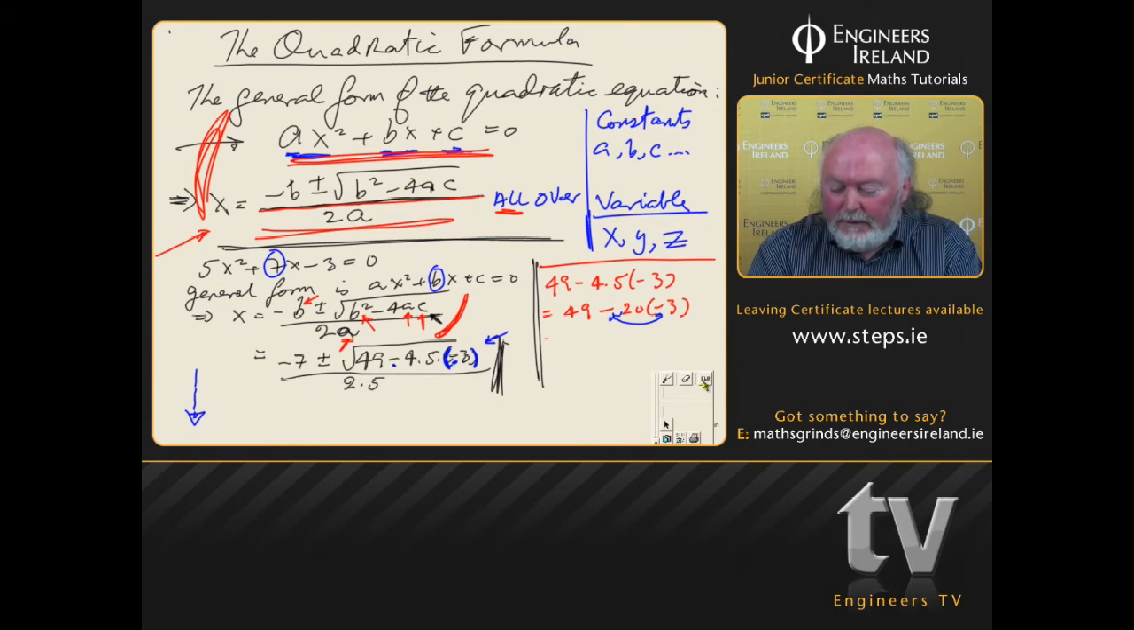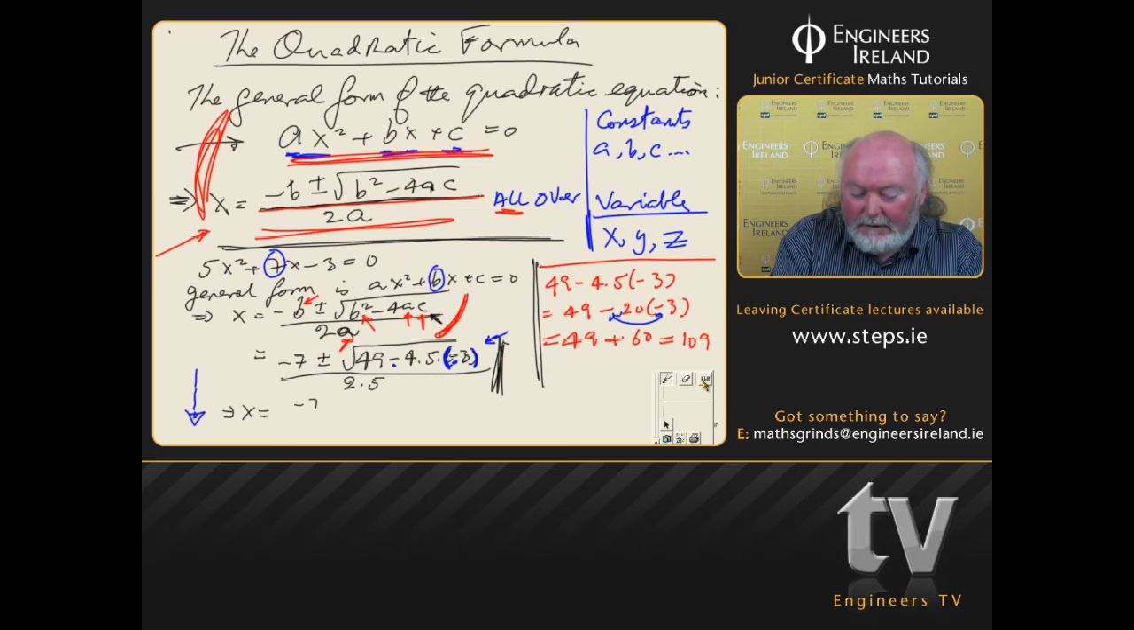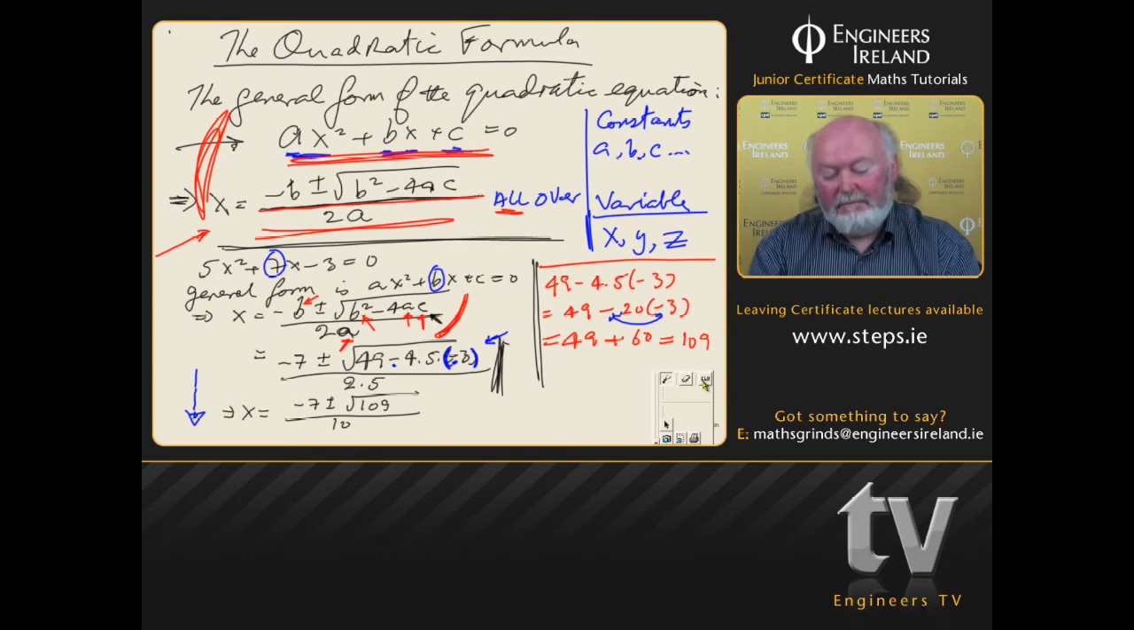We know this is 49 plus 60. And now you can bring that answer all the way across. You can see this implies that x is equal to minus 7 plus or minus the square root of 109 all over 10. And now life gets easy.